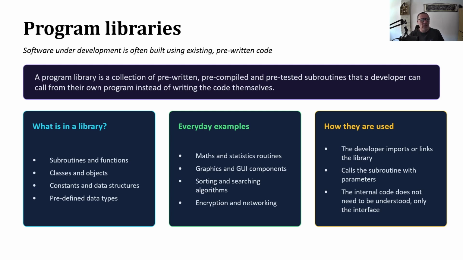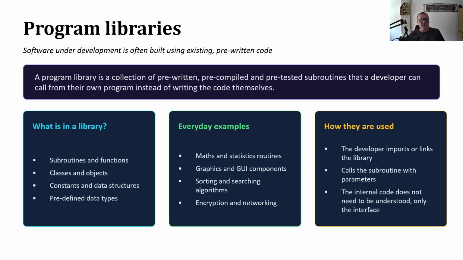Then we have program libraries. Program libraries are software that we can use when we're developing our own code. It's really useful to be able to use existing pre-written code. It's been pre-written, pre-compiled, it's been tested before, so the developer can just call it from their own program instead of having to write that code themselves. That saves them a lot of time.